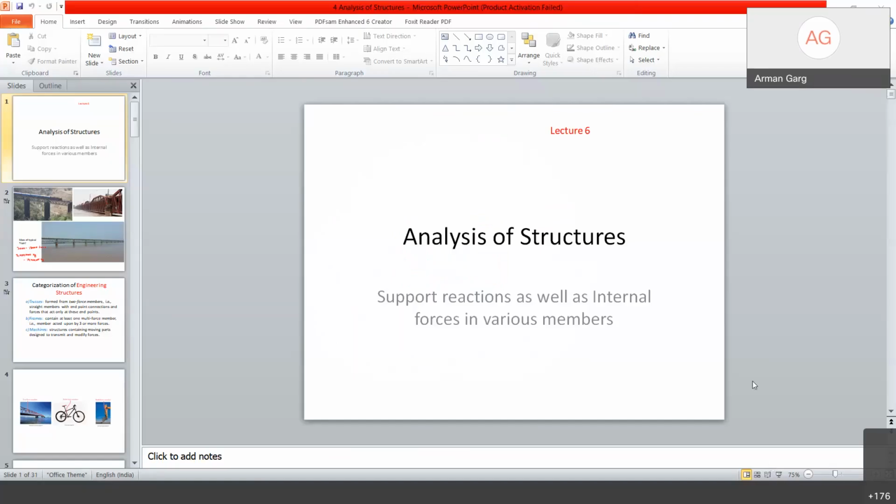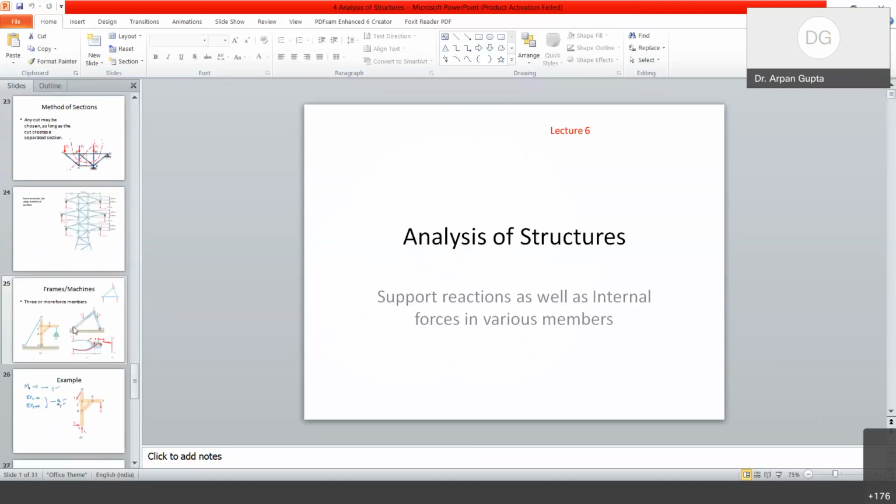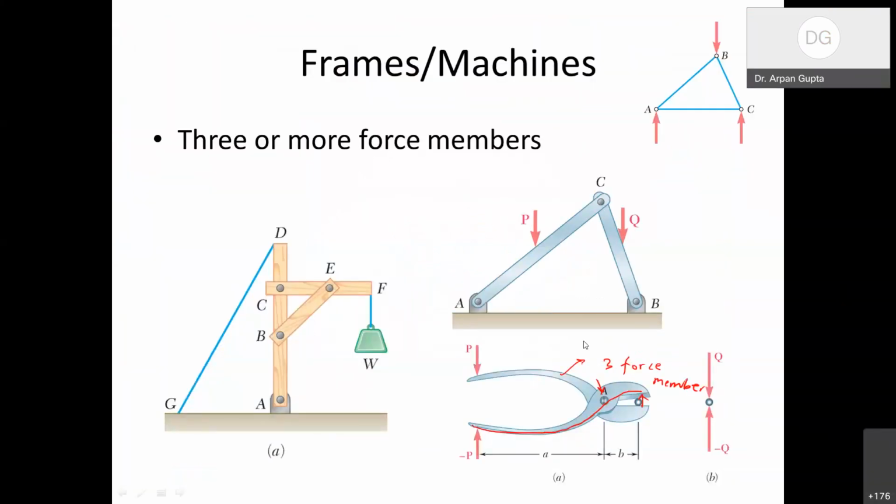Okay, so welcome back to another lecture. In the last few lectures, we have been talking about structures and particularly frames. Trusses we have already completed, and frames and machines, we'll just try to do some finishing touches in this lecture. And then the main topic of this lecture is cables. We'll be talking about that.